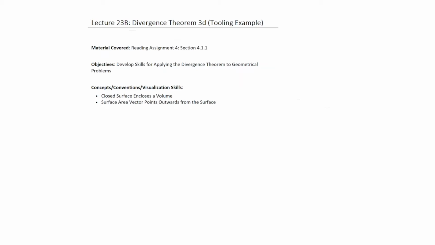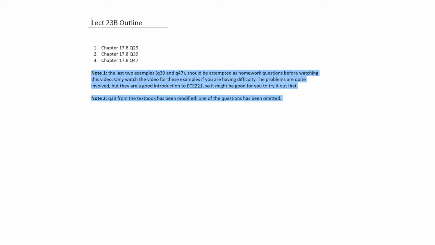The concepts, conventions, and visualization skills, again: a closed surface encloses a volume, and the surface area vector points outwards from the surface that's enclosing the volume. Again, the second slide, as usual, is just a summary of the slides to follow.